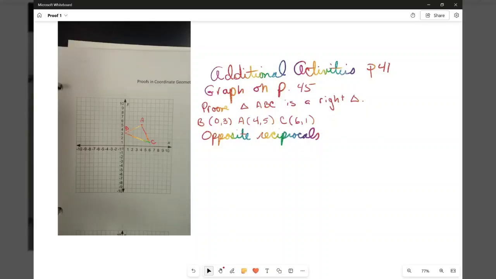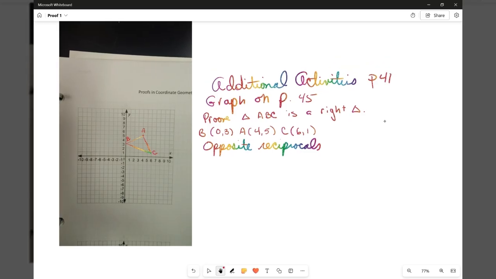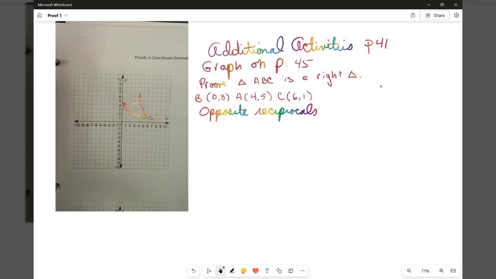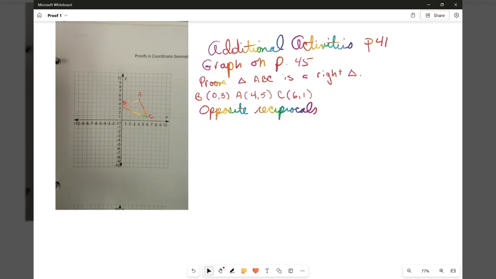In additional activities on page 41, there is a little review of coordinate formulas. And then on page 45, you have some graph paper that you can use.